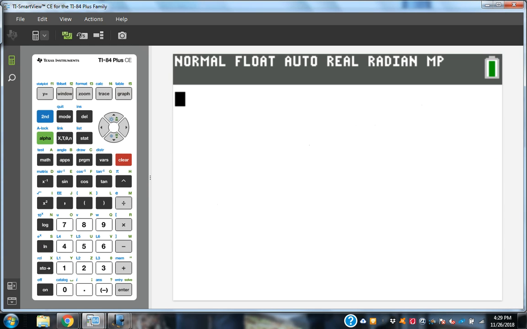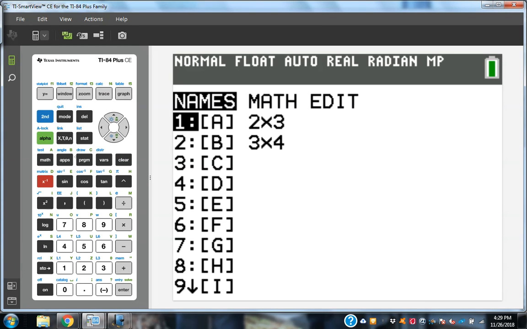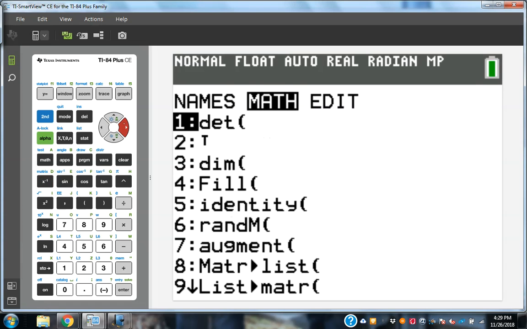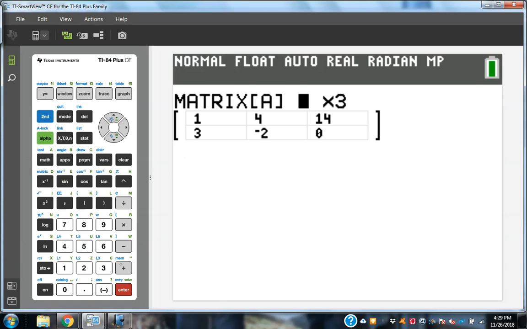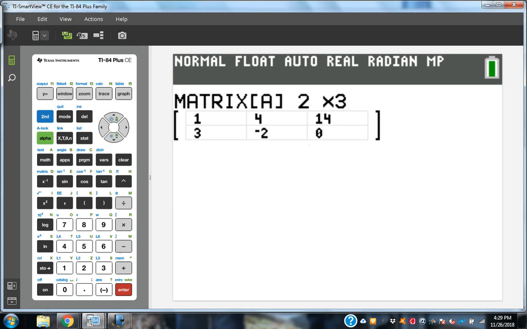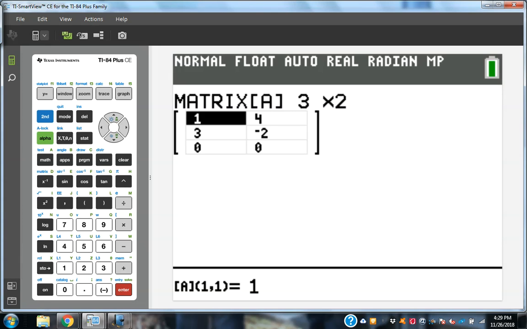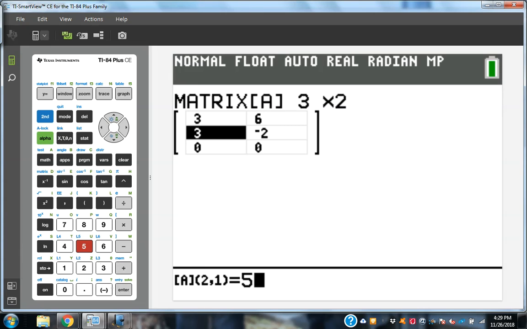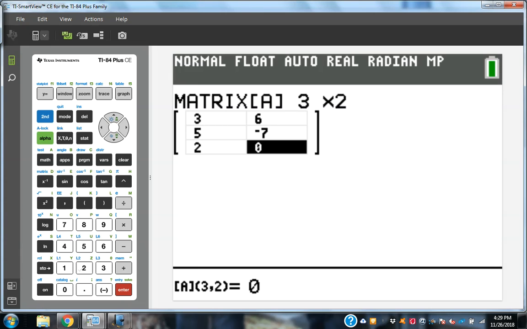So let's do that. I'm going to go to second matrix, go over to edit, and in matrix A, when I look at that matrix, what size is it? It's 3 rows, but only 2 columns. So it's a 3 by 2. So I change that to 3 by 2. And the good thing is it shows you what that looks like. You make sure it looks like the one you're trying to type in. So 3, 6, 5, -7, 2, and 10.